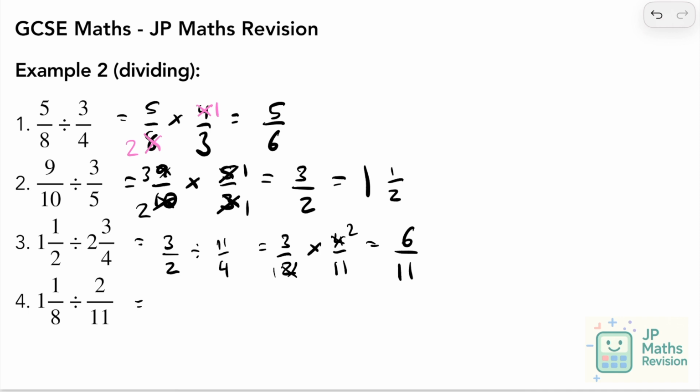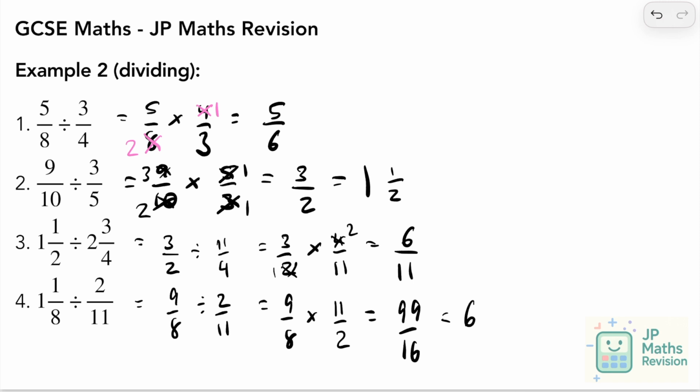This next one, I'm going to turn 1 1/8 into a top-heavy fraction. So I'll do 1 times 8 plus 1, so that's 9 over 8, divided by 2 over 11. So I'm doing 9 over 8, and multiplying it by the reciprocal of 2 over 11, which is 11 over 2. So that is going to be 99 over 16. 16 goes into 99 6 times, because 16 times 6 is 96, so the remainder is 3 over 16. So the answer to this question is 6 3/16.